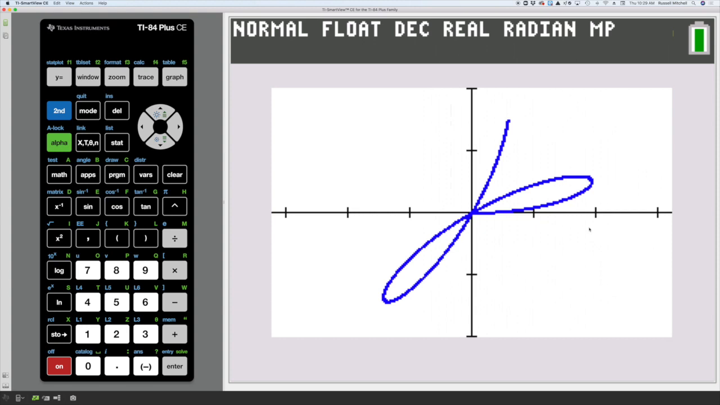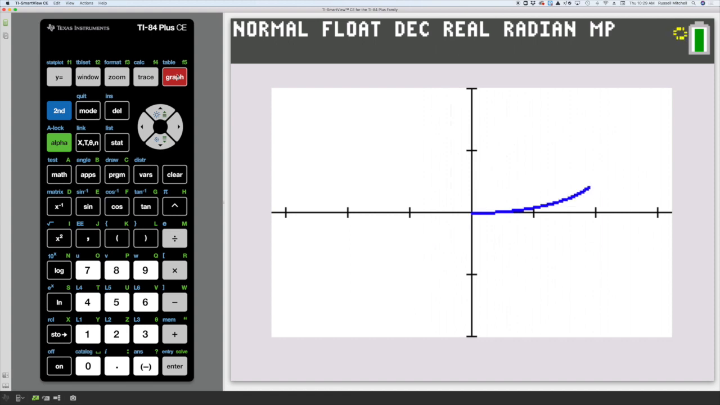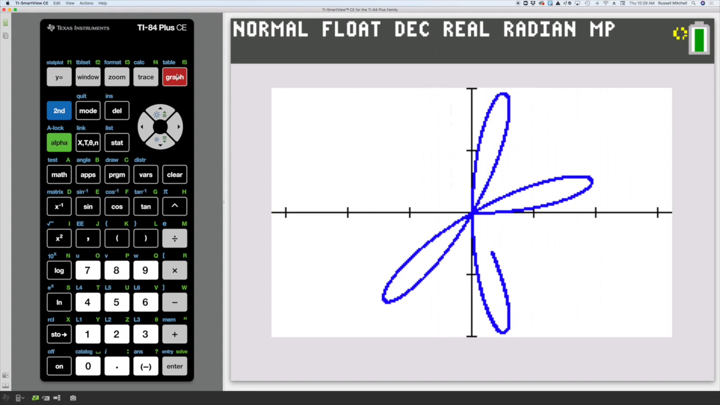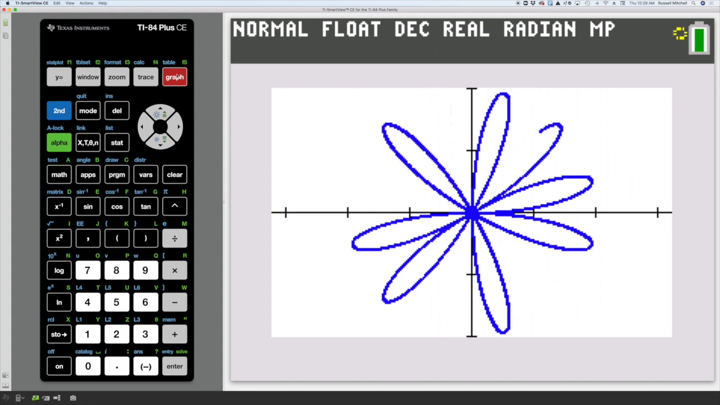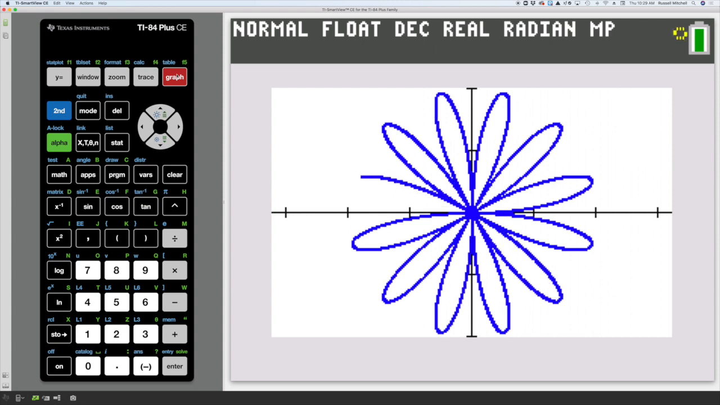All right, so from 0 to pi over 6, we're going to get 1 petal. So from 0 to pi, we're going to get 6 petals, and from 0 to 2 pi, we're going to get 12 petals, because there are 12 pi over 6s in 2 pi. Pi over 6, another pi over 6, and so on, twelve of them, and it stopped, right?